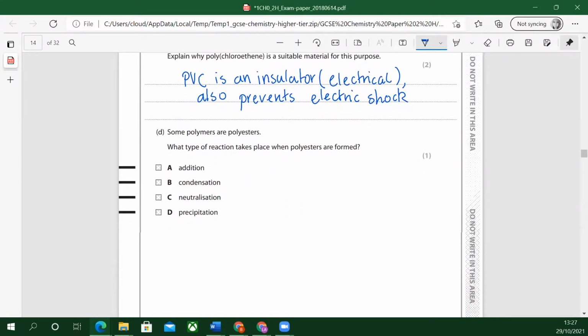Now, some polymers are polyesters. What type of reaction takes place when polyesters are formed? I always remember this one. When you make a polyester, you mix 2 materials together, and you dip a stick in it, and you pull it out, and the polyester is attached to it. So it's actually a condensation reaction because it occurs on the surface. If you look up about how polyesters are formed, watch a video. It's a good thing to watch because it's a condensation reaction.